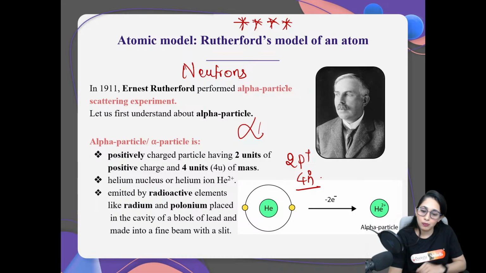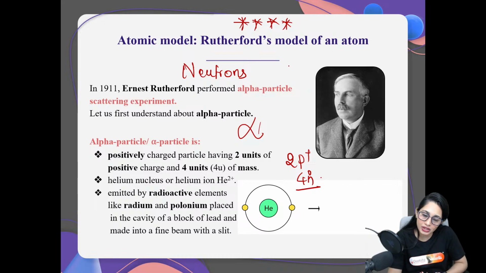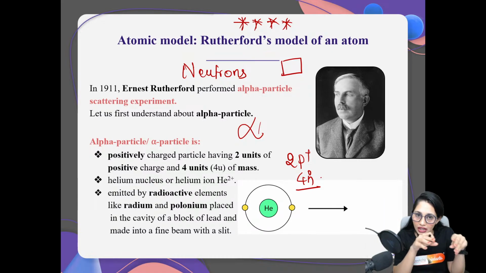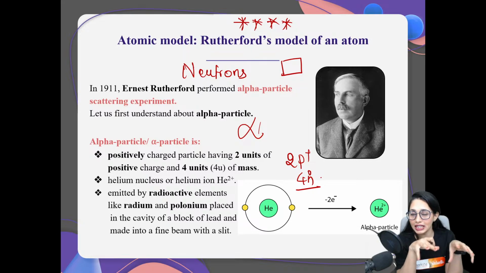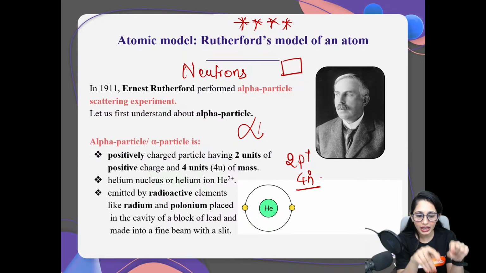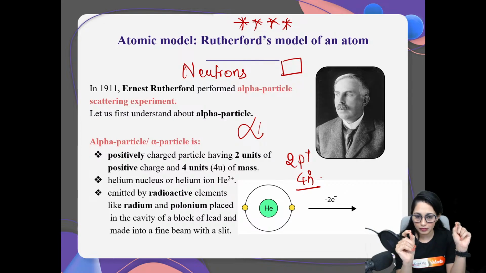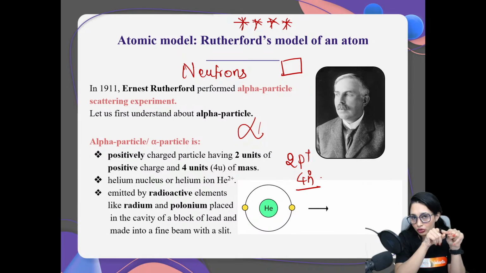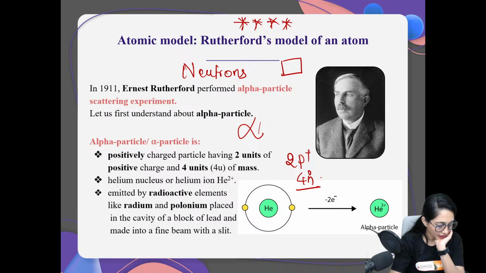So how is this bombarded? What is the source? It will be placed in the lead block, because it is radioactive. These elements are radioactive. They are going to constantly produce helium nuclei. And we will make a fine slit, so that only through the slit are the helium nuclei going to go. Alright, yes, very good, Anand.